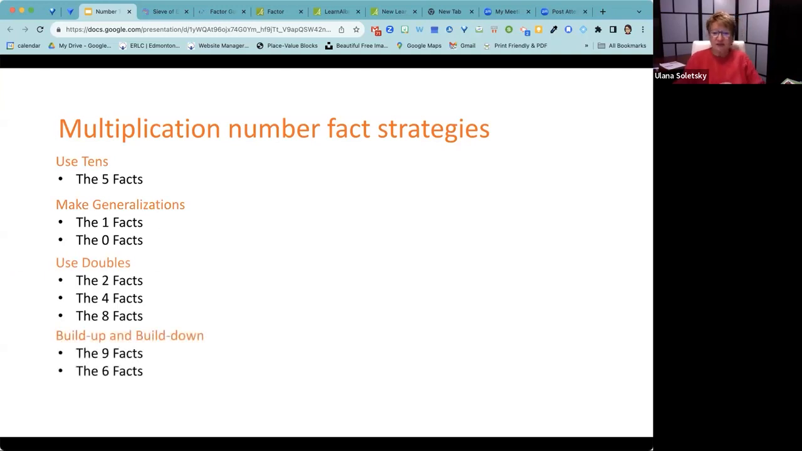Okay, so these were the number fact strategies we used. For the 5 facts, we used the tens. What we did was we multiplied by 10 and then halved the product. Generalizations for 1s and 0s. But for doubles, we doubled it for the 2's facts. We doubled it twice for the 4's facts, and we doubled 3 times for the 8 facts. And for the 9 facts, we multiplied by 10 and took away a group. And for the 6 facts, we multiplied by 5 and added a group.